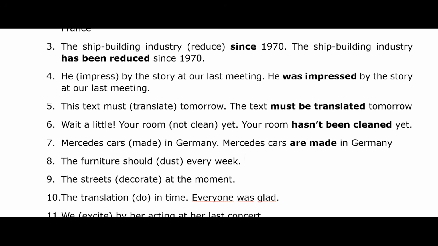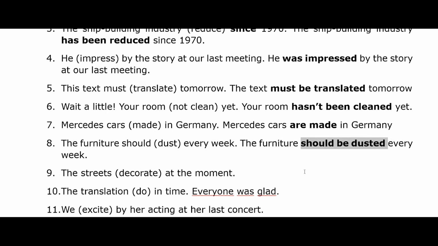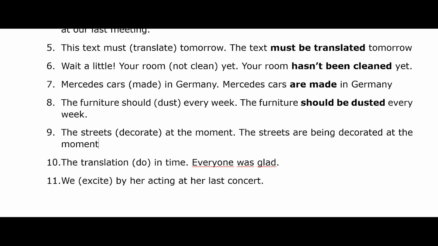The furniture, again, is a modal verb. It's the easiest situation ever, because we just write the furniture should be dusted every week. Should be dusted. Okay, next, the streets decorated at the moment. At the moment, we need the present continuous here. The streets are being decorated at the moment. Are being decorated.